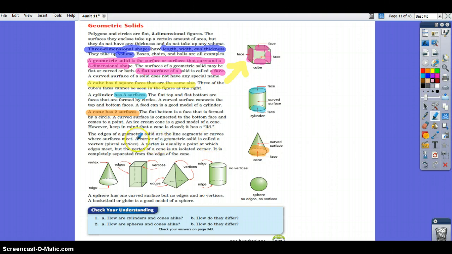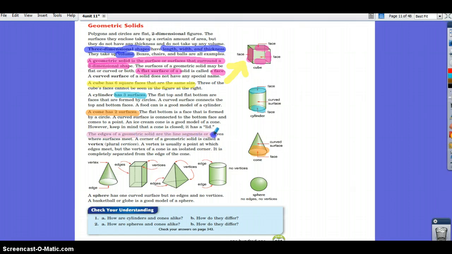The edges of a geometric solid are the line segments or curves where surfaces meet. The corners. A vertex is usually a point at which edges meet. But the vertex of a cone is an isolated corner, and it is completely separated from the edge of the cone. So look below. It's showing you here are the vertex. These are the edges. This is an edge. Okay, this is an edge. But the vertex is right here on the point on the corner.